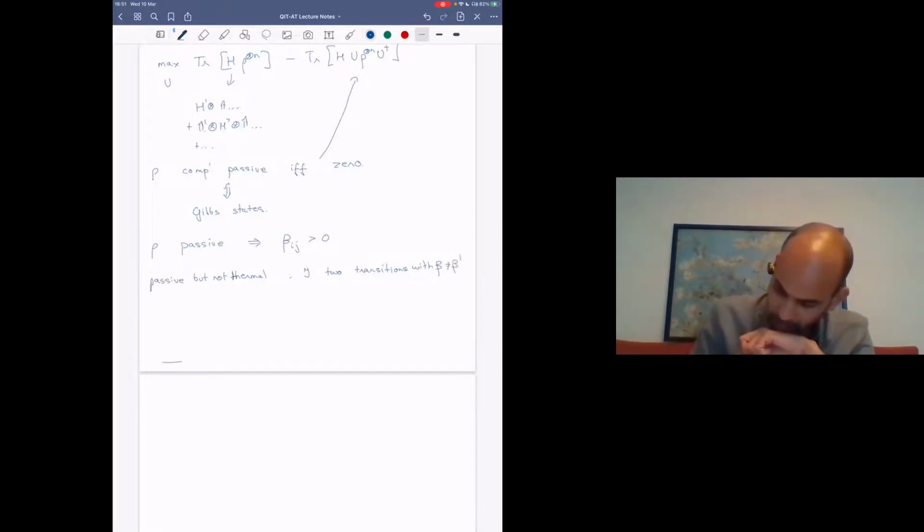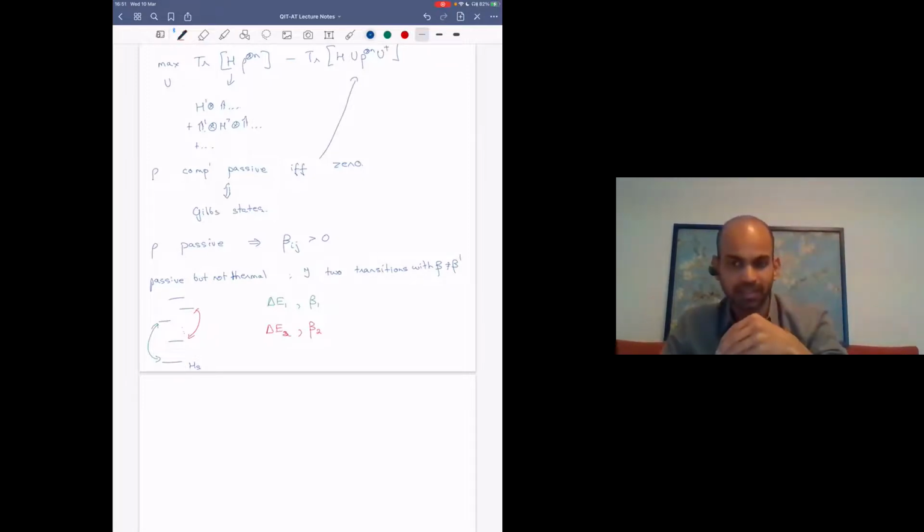So given the Hamiltonian of the state, and this is the Hamiltonian HS, I now am going to pick two virtual qubits. Let me pick any one of them. So for example, the first virtual qubit will be this one. And the second virtual qubit will be this one. And so I will have a delta E1 and a beta 1 and a delta E2 and a beta 2. And because the state is not a Gibbs state, I'm guaranteed that we can do this.